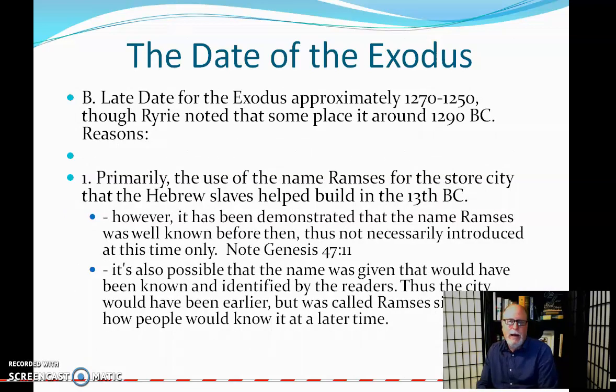There is a secondary dating that some people refer to called the late date for the Exodus, and that is approximately 1250 or so. Some people will put it at 1225, but the primary reason for that is based upon the use of the name of Ramses, which does not necessarily validate that date, since the name Ramses would have been known at an earlier time.